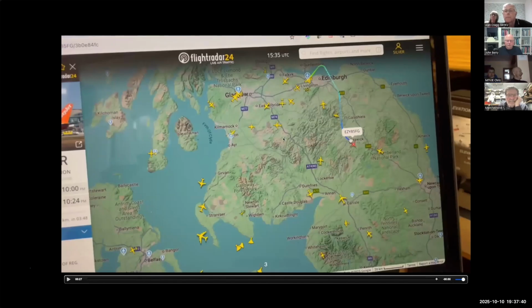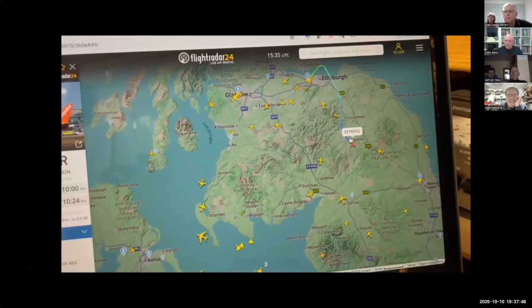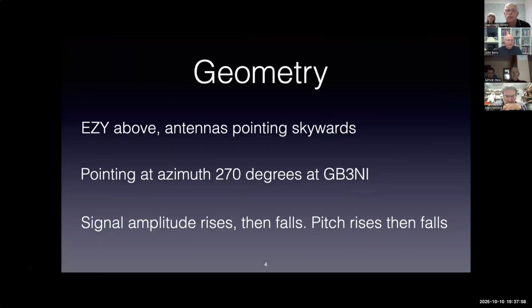Okay, that'll do for now, and we can come back to that. So we'll look at what we're actually hearing there. But that's me listening to GB3NI, Ballycastle-ish, and we notice a few things.